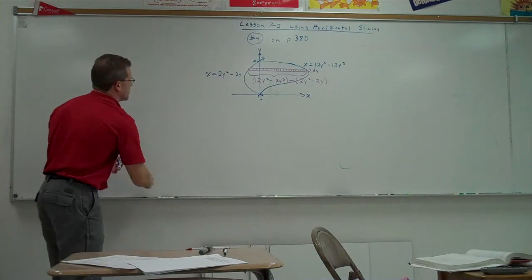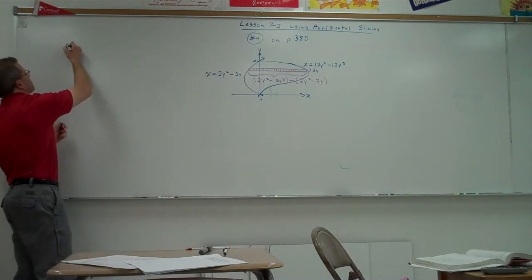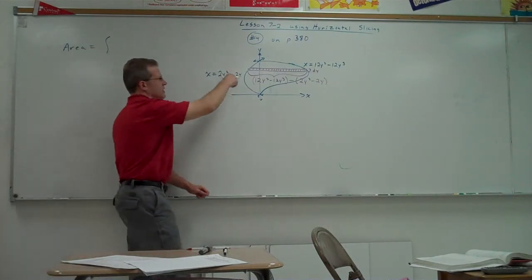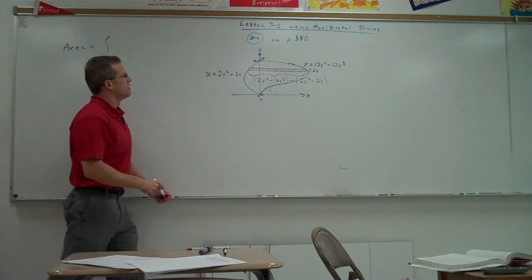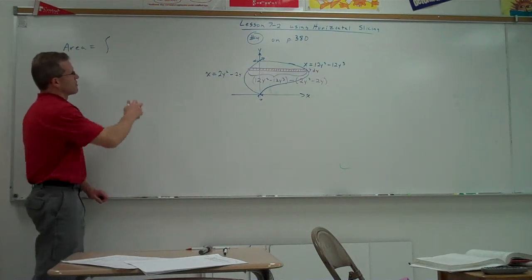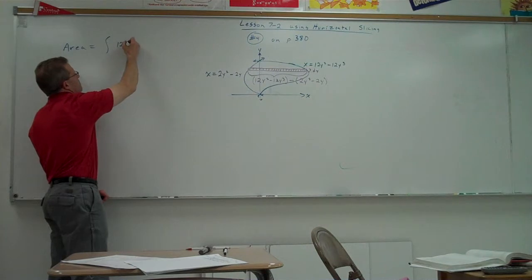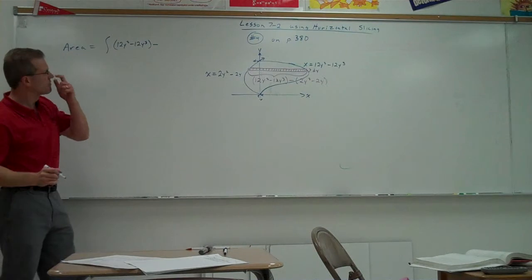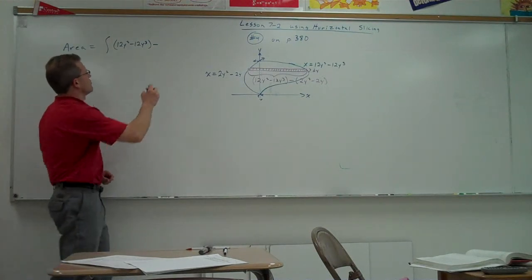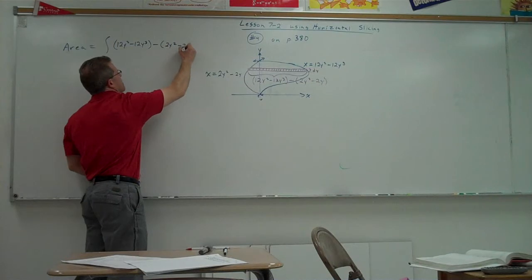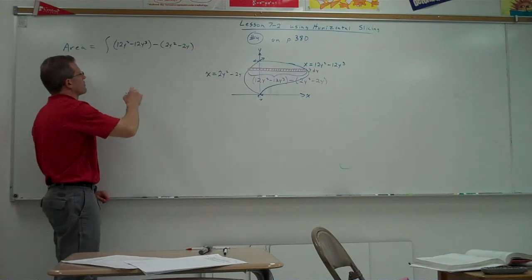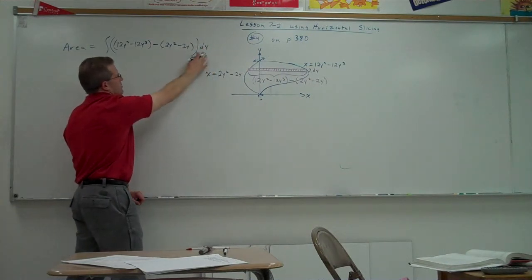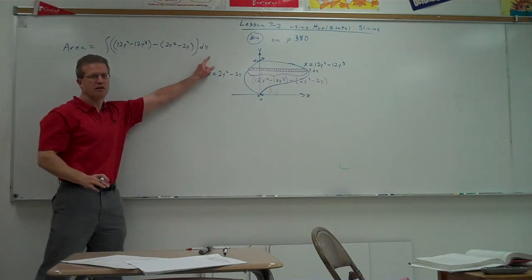So I'm going to set up the integral over here to get the area. The integral, remember, is going to add up all the rectangles that would fit inside of here. So we're going to do right curve minus left curve: 12y squared minus 12y cubed minus 2y squared minus 2y. That's the longer dimension on our rectangle. Let's multiply that by our shorter dimension, which is dy.